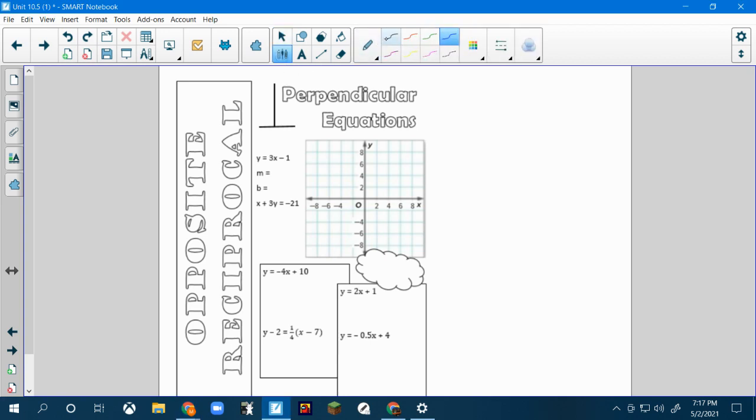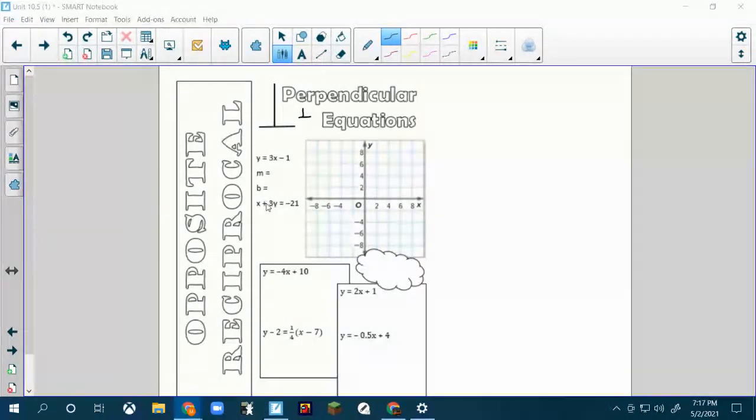Welcome back, part two of Unit 10, Lesson 1.5. We're looking at perpendicular equations. Remember, this is the sign for perpendicular. It creates a right angle. So we're going to find out, are two sets of lines perpendicular to each other?